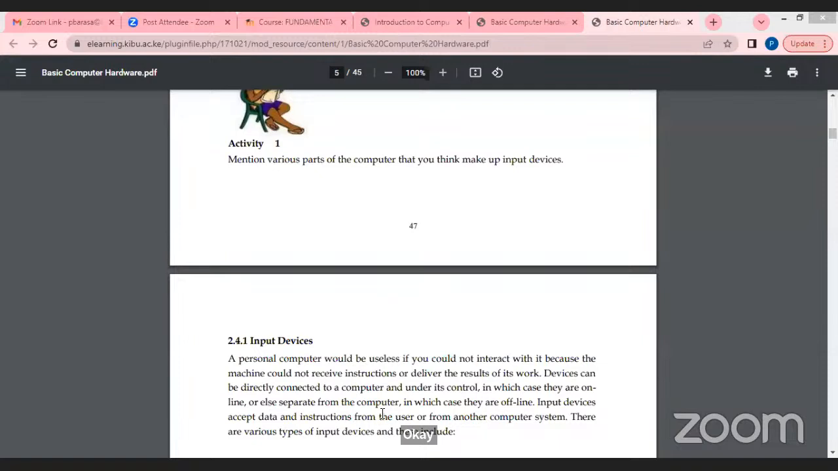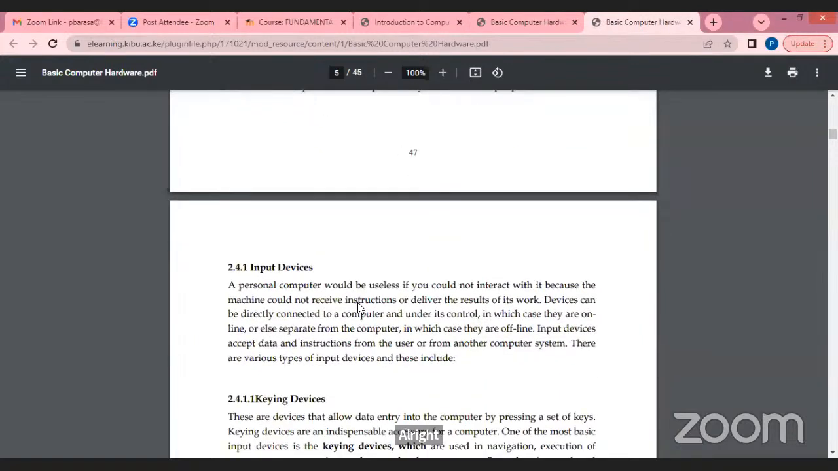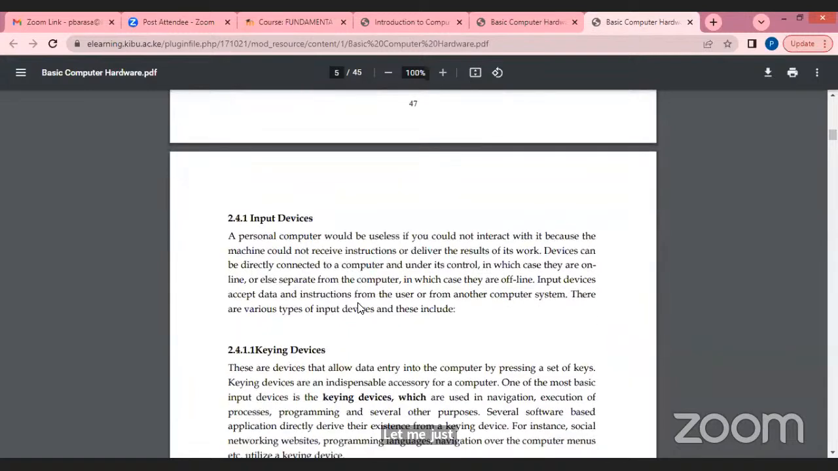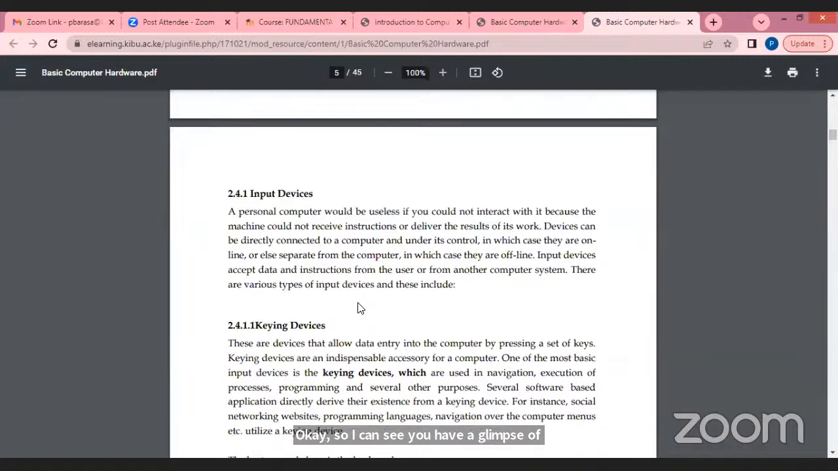Okay, so I can see you have a glimpse of what input devices are. So a personal computer is useless if you cannot interact with it, because the machine cannot receive instructions or deliver the result of its work.